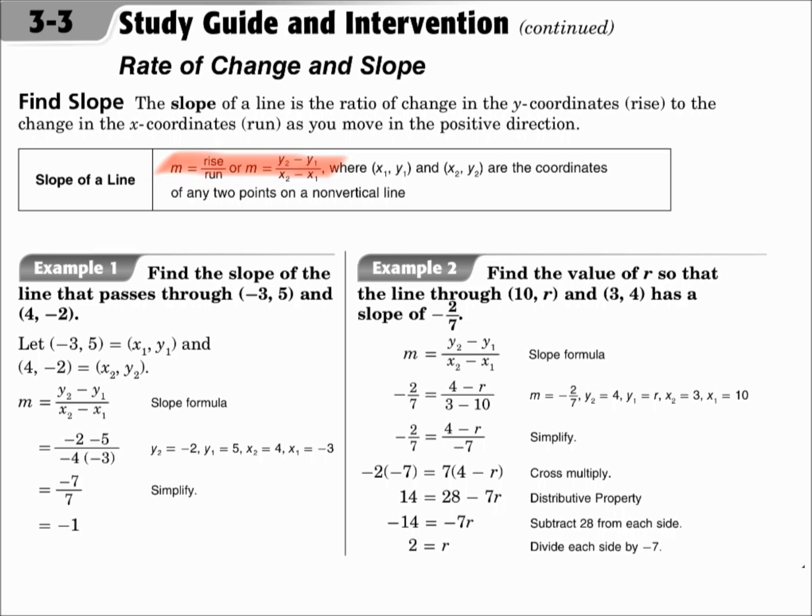And when you work that out, if the slope is positive, your line will tip up from left to right. If it's negative, it'll go down from left to right. A slope of 0 is horizontal, and a slope that's undefined is vertical.